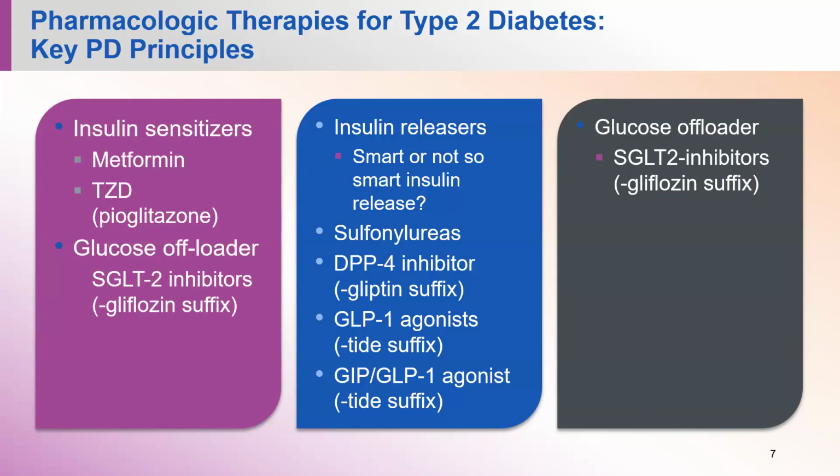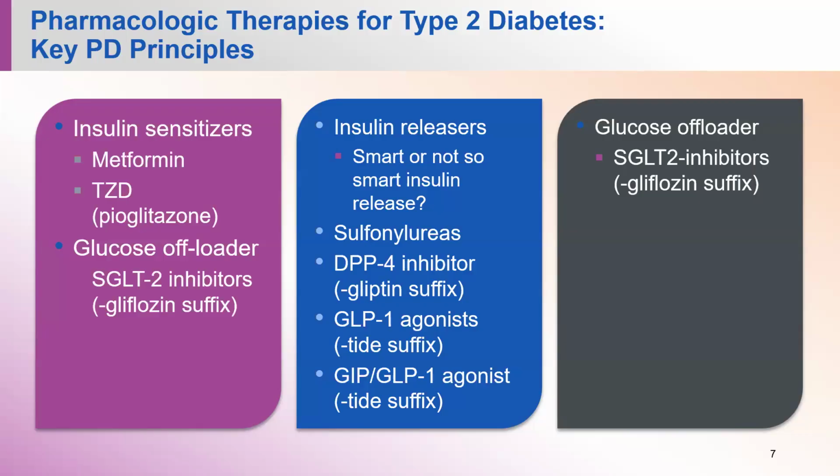And then insulin releasers. And the 4 insulin releasers are the sulfonylureas, the DPP4 inhibitors, and those all have the gliptin suffix, like Januvia, sitagliptin was the first in the class. The GLP-1 agonists, they have a tide suffix on that.